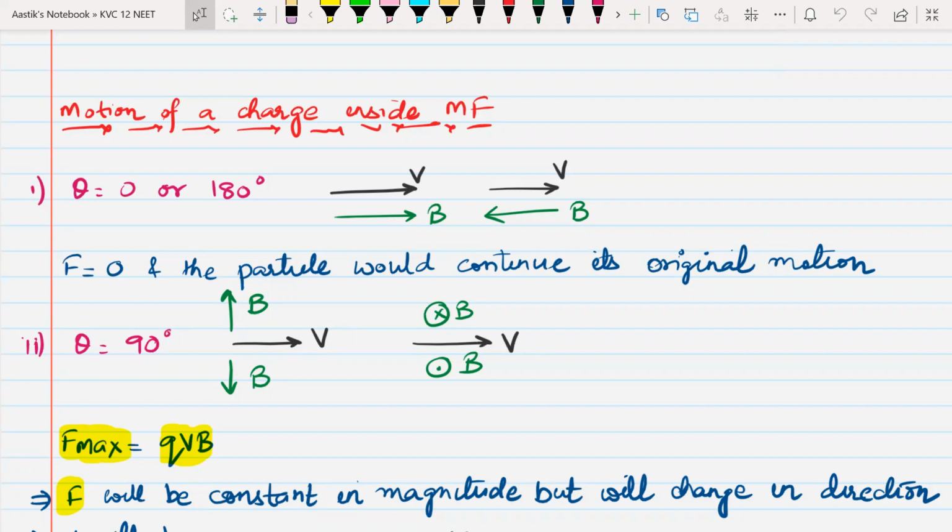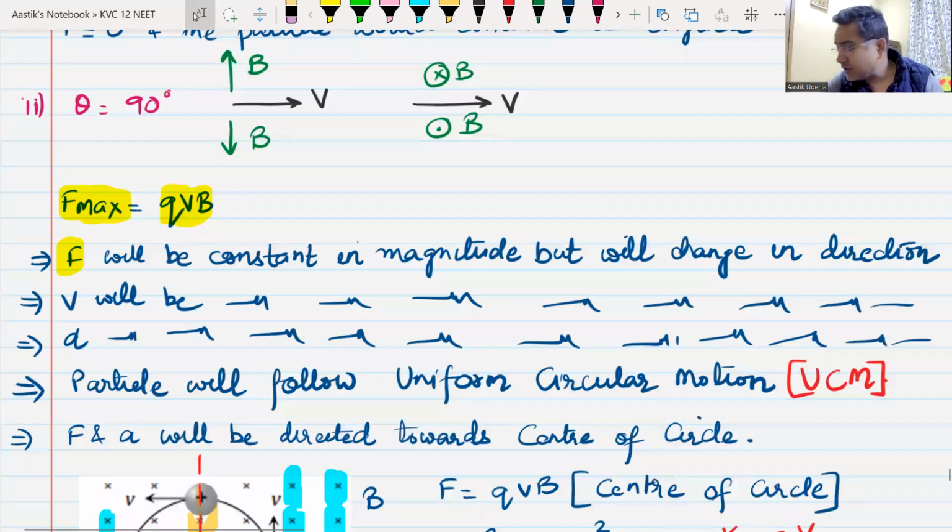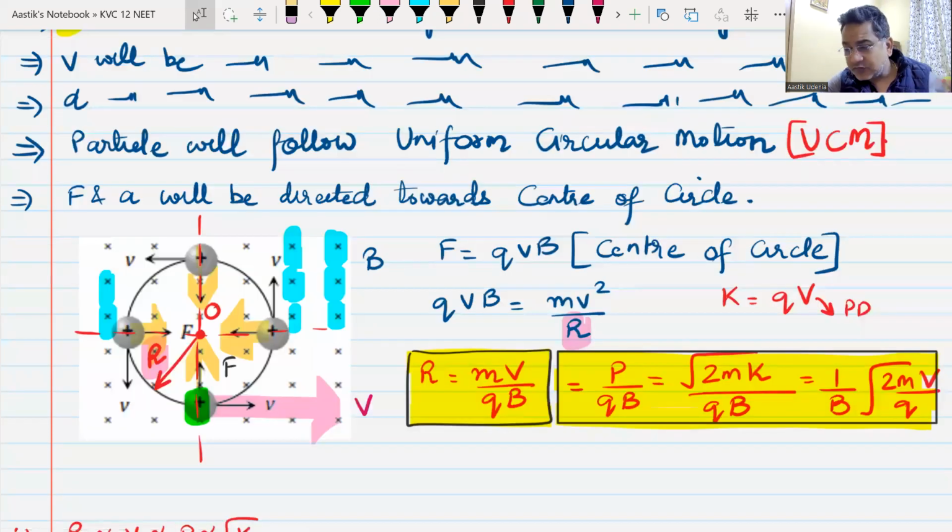If the angle is 90 degrees, we had seen that the force was maximum. This force keeps on changing its direction, but it remains constant in magnitude. The velocity keeps on changing its direction. It remains constant in magnitude. The acceleration keeps on changing its direction. It is constant in magnitude. This force and acceleration are directed towards the center, and we have the case of a uniform circular motion.